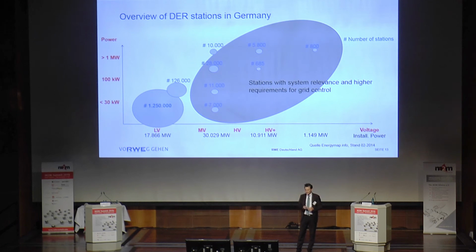This is a figure taken from VDE. Here you can see the amount of feed-in in Germany. You can clearly recognize that most stations are in the low voltage domain, but also with 7,000 megawatts. That is quite a lot. So what would I like to say with this slide?